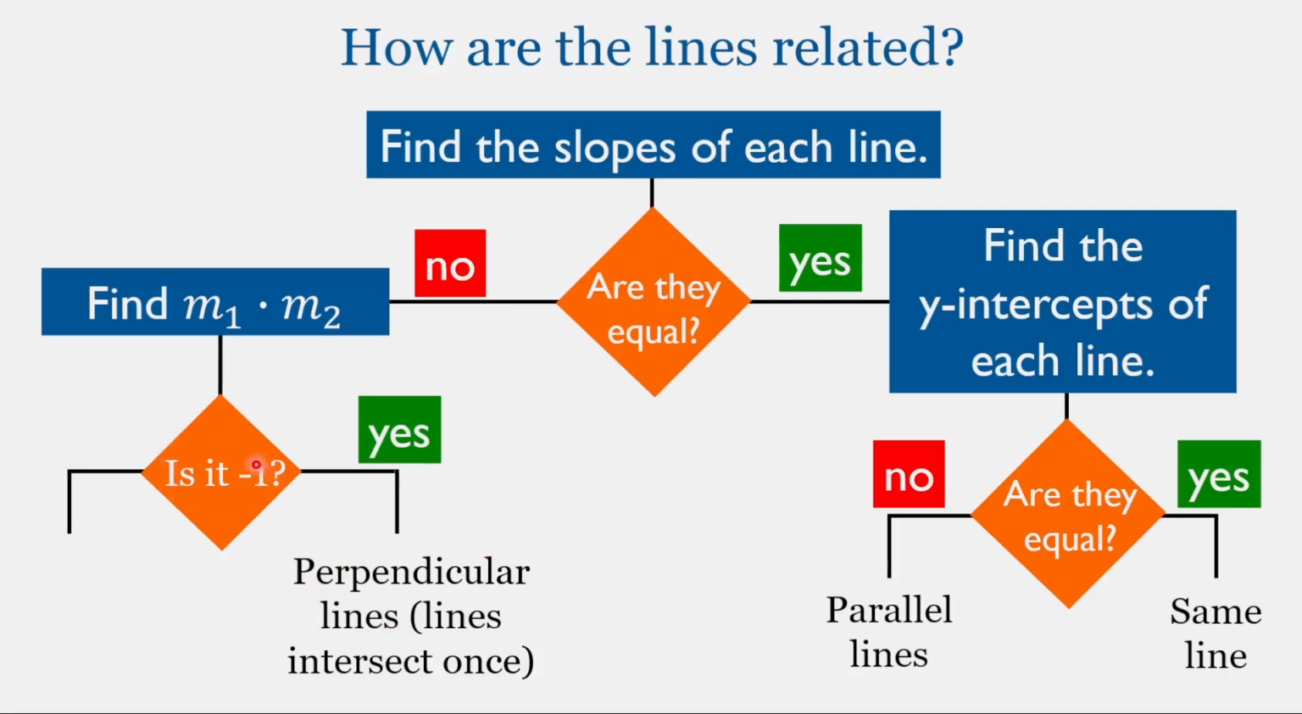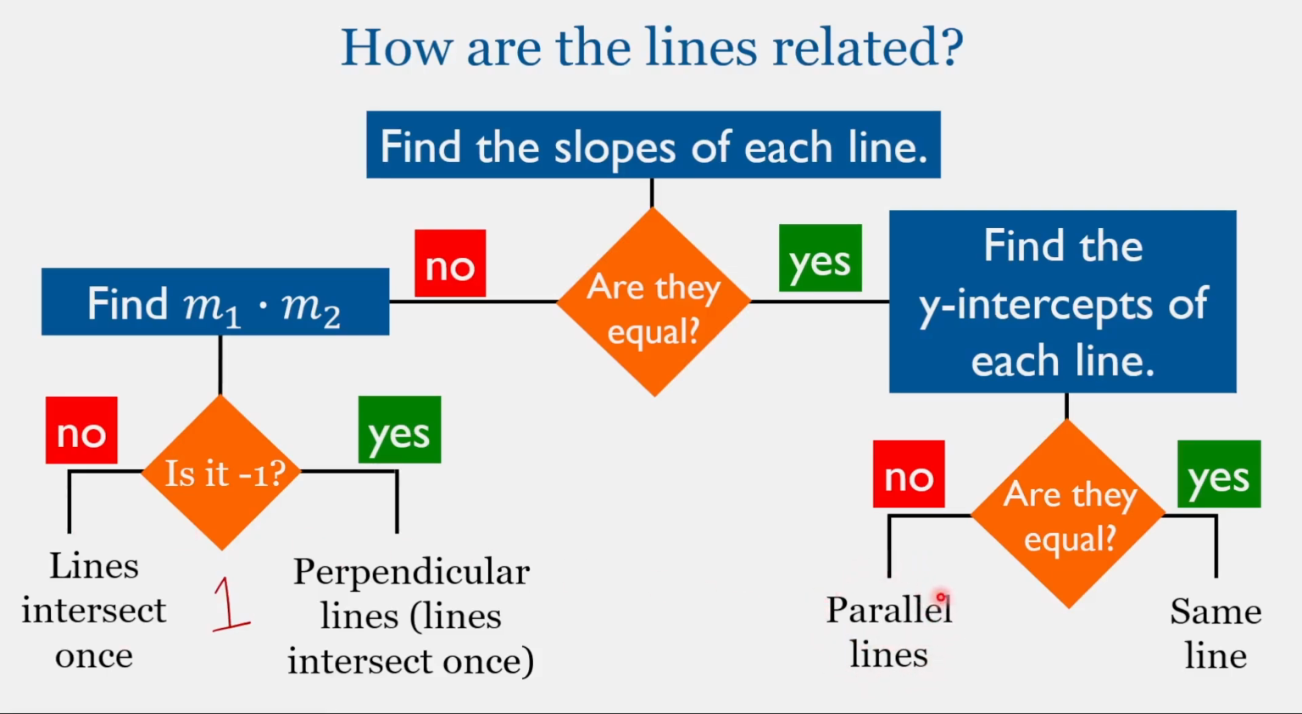Now, if the product of the slopes is not -1, well, they're not perpendicular, but those lines are still crossing once. They're just not crossing at a 90-degree angle. If the slopes are not equal, you will end up with lines that cross each other. So these will have one point in common, and that would be the solution to the system of equations, although we're not going to be solving those today.